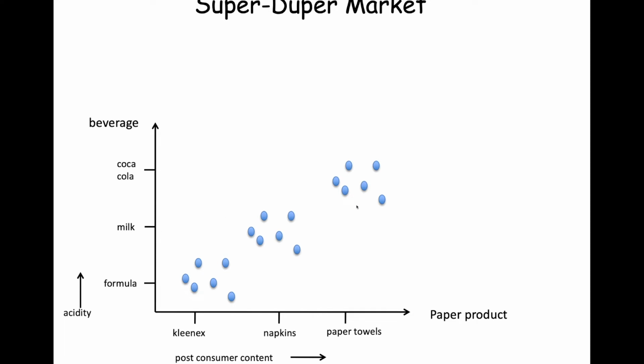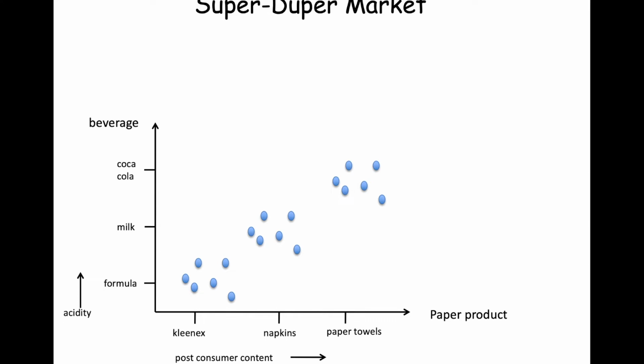And you can notice here some customers, when they purchase things, they tend to be more similar to one another. So customers in this second grouping tend to be more medium post-consumer content and medium acidity, whereas customers in this first group on the lower left-hand corner of this graph in this coordinate system tend to be on the low end of post-consumer content and the low end of acidity in terms of the beverage.